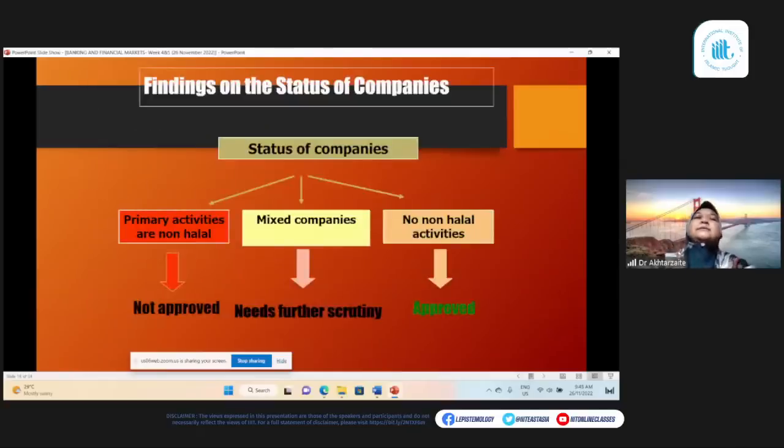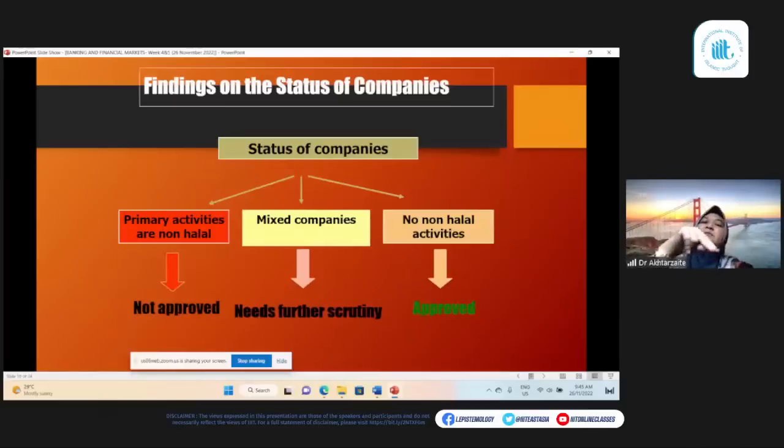Okay, so the status of the companies, we look into the companies. If primary activities are non-halal, we take the extreme example, for example, Carlsberg, right? Of course, their stock is not Sharia compliant because their business is non-compliant, so their stock is also non-compliant, not approved, right? On the other hand, if there are no non-halal activities, so all the activities are okay, for example, the telcos, right? Their business is halal basically, so that will be approved, no problem. Their shares will be Sharia compliant.